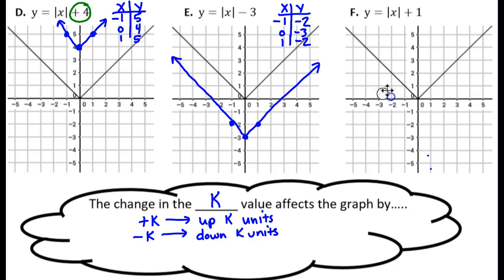Okay, so without making a table this time, since our k value is +1, we're going to shift this graph up 1. Notice if for my parent function I start at 0, 0, my next point is 1, 1, so I went up 1, right 1, so I'm going to go up 1, right 1 for that new function, and up 1, left 1. Same V shape, just shifted up 1 unit.